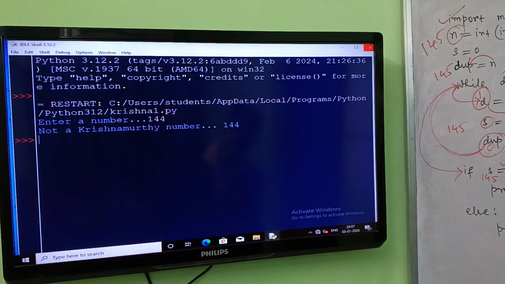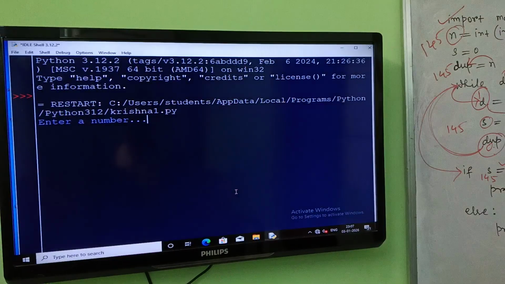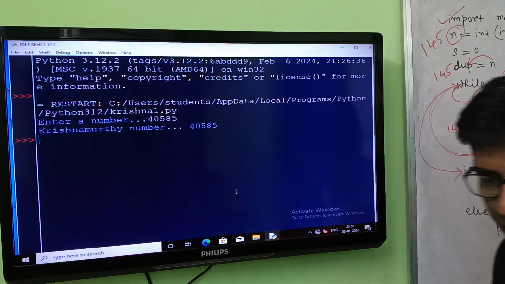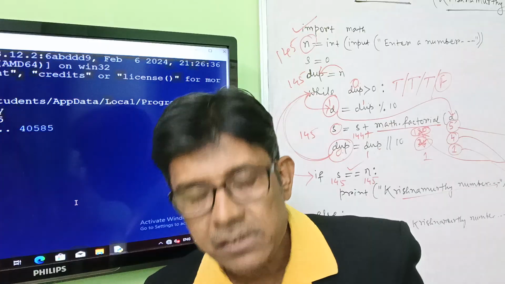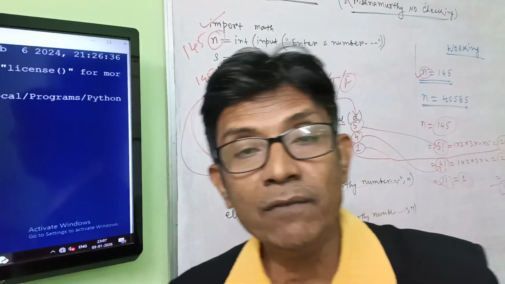I will write another number which is a Krishnamurthy number. Void main, check, you can check it in the rough work, that is 40585, it was written on the board. Press enter key, check, Krishnamurthy number. So these are the examples of Krishnamurthy numbers. So we can solve in this way.